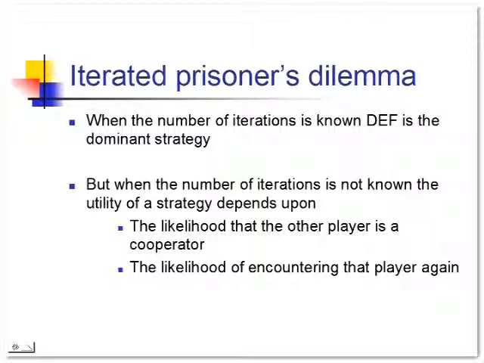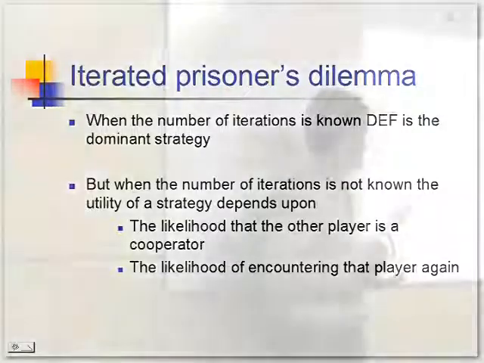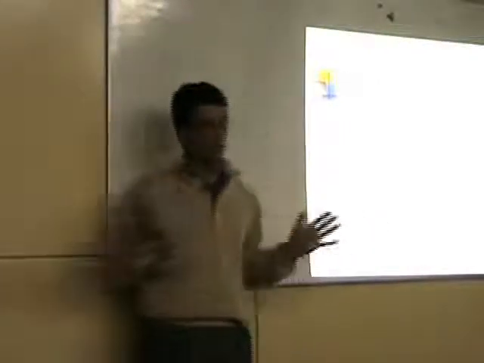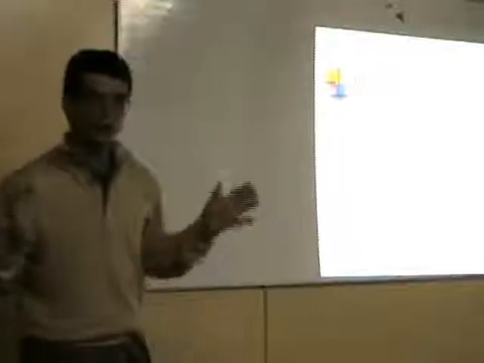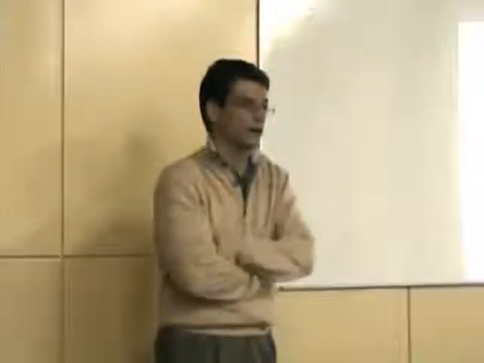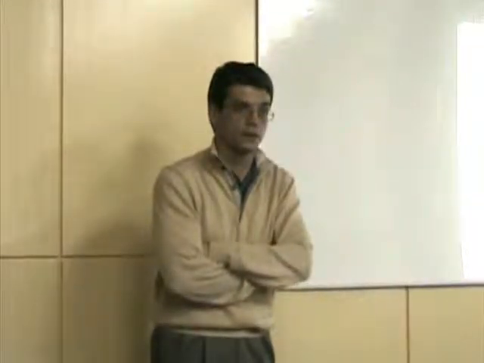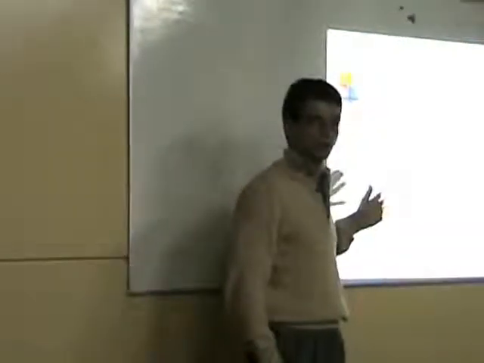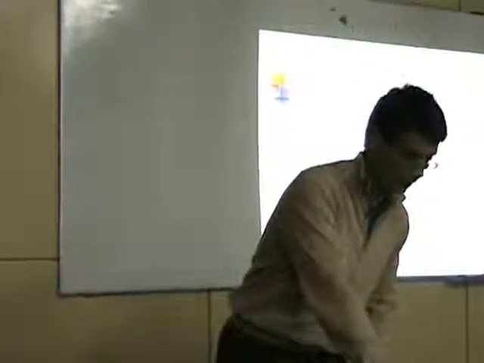But as I pointed out yesterday, when the number of iterations is not known, the strategy that you should play over time depends upon how likely it is that the other player is a cooperator and the likelihood of encountering that player again. Okay, so yesterday we talked about the way in which this was interpreted by Cosmides and Tooby in support of the massive modularity hypothesis. Their idea is that this only works if we have a cheater detection module. But I want to draw a slightly different lesson from it.